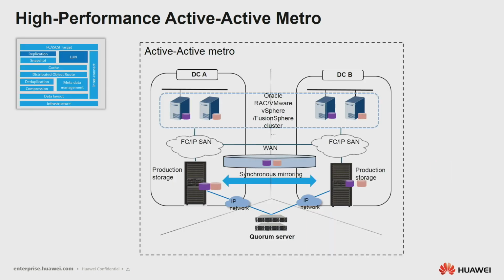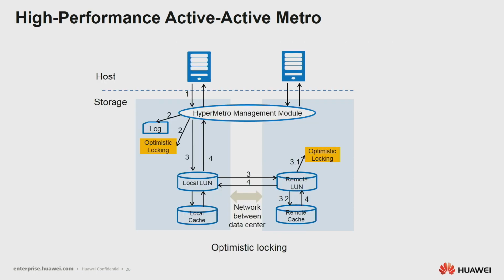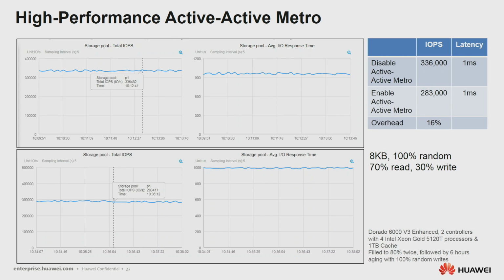We also have active metro. Here the optimization we do is optimistic locking, which means we assume we always get the lock, then if we have an issue, we back off. As we can see here, with the same test configuration and scenario, we have an overhead of 16%, but with all that, we still manage to achieve 280,000 IOPS.